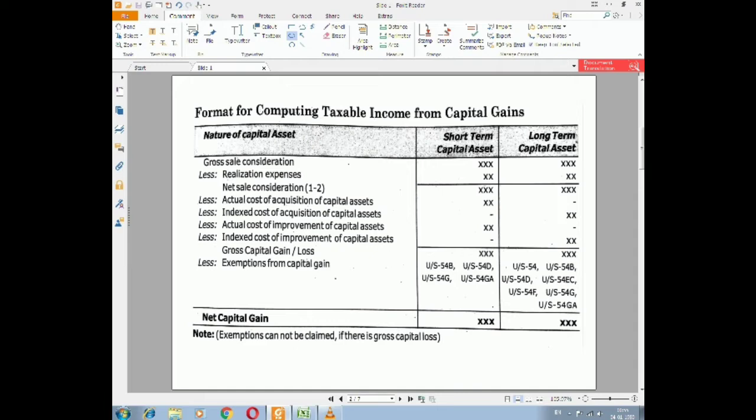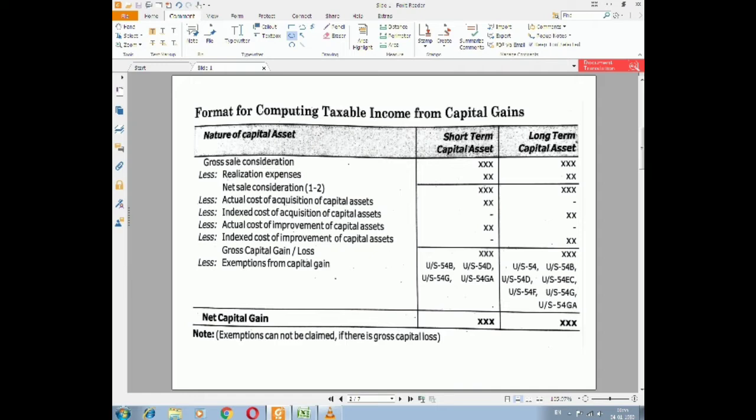For example, if a house property has made some improvements, like he has added after purchasing, after 10 years he may add first floor, second floor or third floor, that will be called additions, or that will be called improvements. That improvements cost we are going to record here. If it is short term, just actual cost. If it is long term, we are going to apply the index. Why we are going to apply index, I'll just brief you again in the later part.